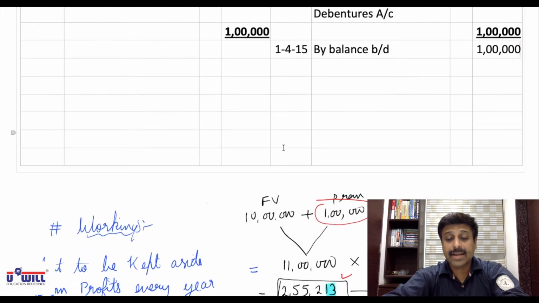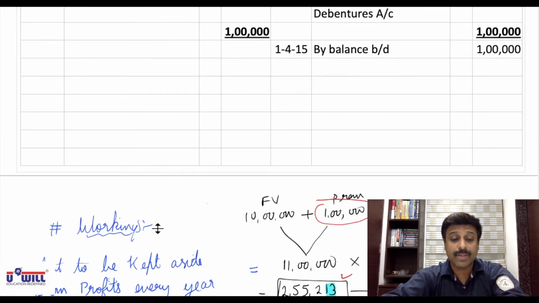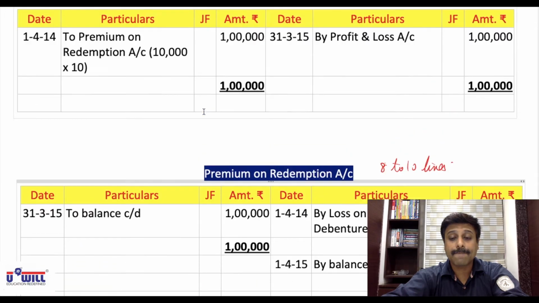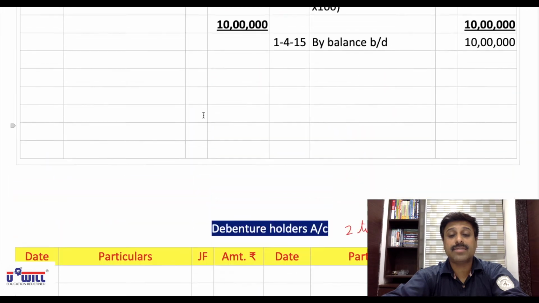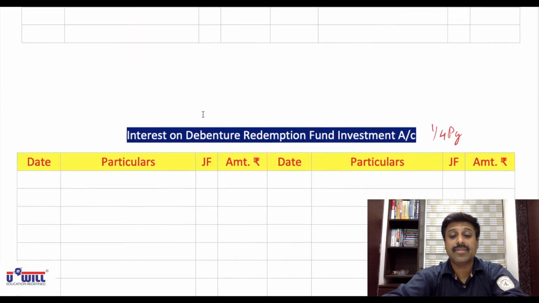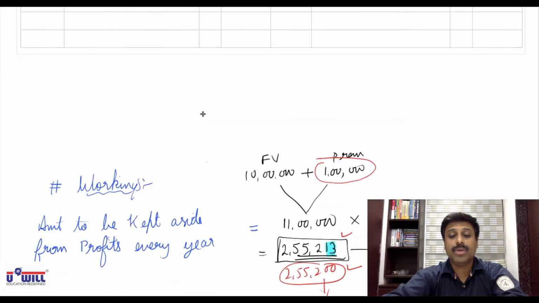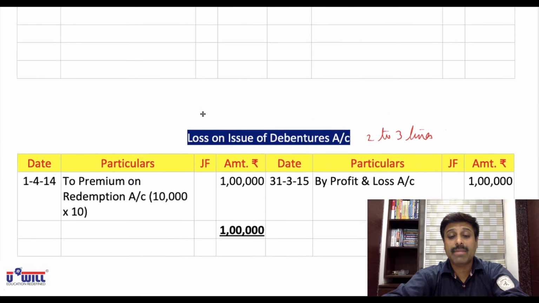Now, second year and consecutive years' entries we have to pass, so understand it thoroughly. How will we do it for further years? Four steps are to be done from the second year onwards. First, we will receive the interest. For receiving the interest, bank account debit to interest account.